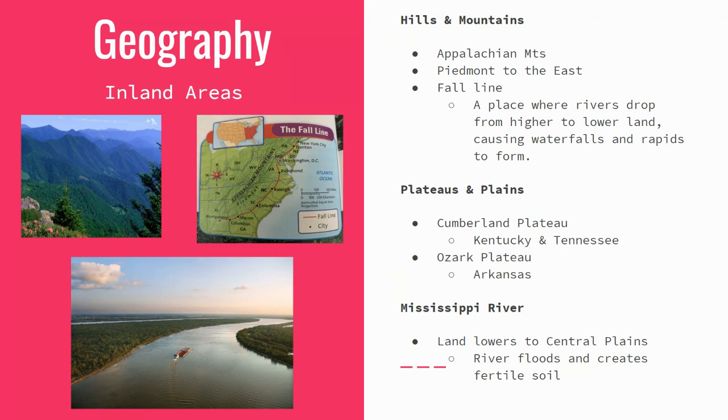The picture to the left shows the fall line running from New York City all the way to Montgomery, Alabama. To the west of the Appalachians lie the plateaus and plains in Kentucky, Tennessee, and Arkansas. The Mississippi River flows through this area of the Southeast and often floods. The flooding, in turn, deposits silt on the land and makes the soil fertile for farming.